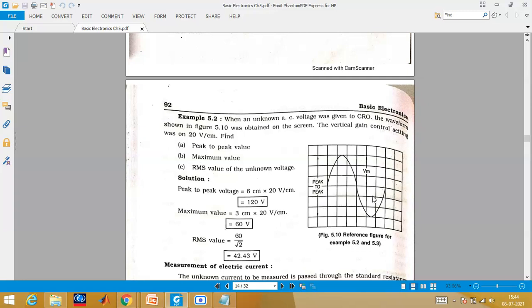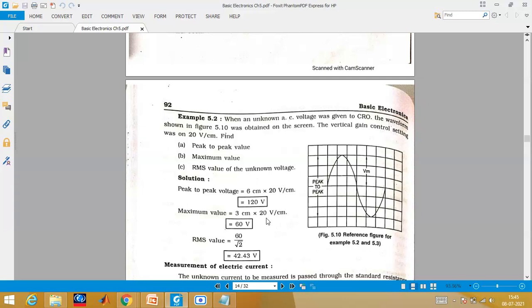Once the reference line is clear, you can easily count for this particular signal. This is the reference line. The vertical axis is the y-axis. 1, 2, 3, the peak is touching at 3, and then the bottom section also 1, 2, 3. The total peak-to-peak signal is 6. They have asked to find the peak-to-peak voltage. See how you are calculating: 1, 2, 3, 4, 5, 6, so it is 6 centimeter. Now what voltage per centimeter is given? 20. Simply multiply it and you will get the peak-to-peak voltage. If they ask for the maximum value, this is the positive and this is the negative, so you can take either one. I am taking the positive side, 1, 2, 3.